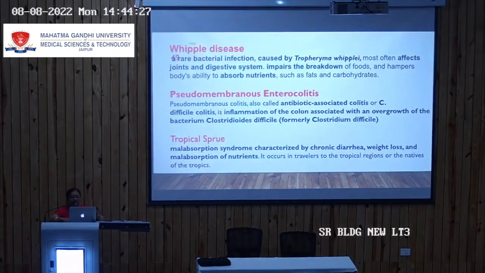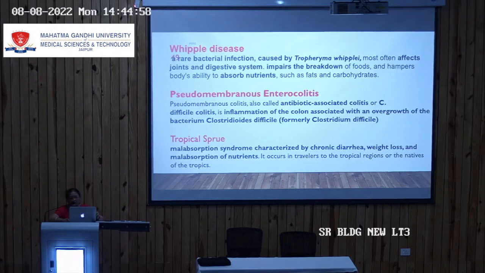Then Whipple's disease is a bacterial infection caused by Tropheryma whipplei. It most often affects the joints and the digestive system as well. This impairs the food breakdown. It hampers the body's ability to absorb nutrients such as fats and carbohydrates. So people who are suffering with Whipple's disease are very lean and thin and sick.